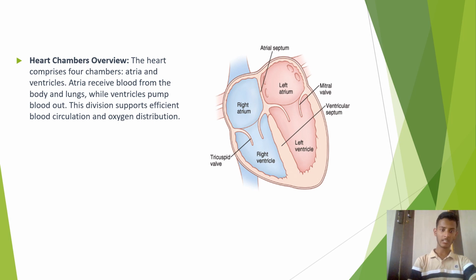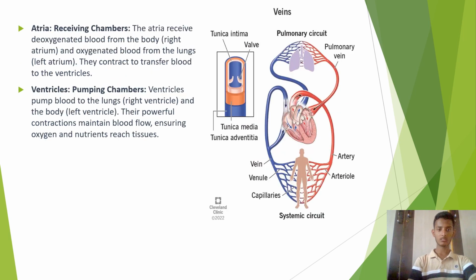Atria and ventricles. Atria receive the blood from the body and lungs, while ventricles pump out the blood. This division supports efficient blood circulation and oxygenation. Atria, receiving chambers. The atria receive deoxygenated blood from the body, right atrium, and oxygenated blood from the lungs, left atrium. They contract to transfer the blood to the ventricles. Ventricles, pumping chambers. Ventricles pump blood to the lungs and the body. Their powerful contraction maintains the blood flow, ensuring oxygen and nutrient-rich tissues. We can have a look into the diagrams.